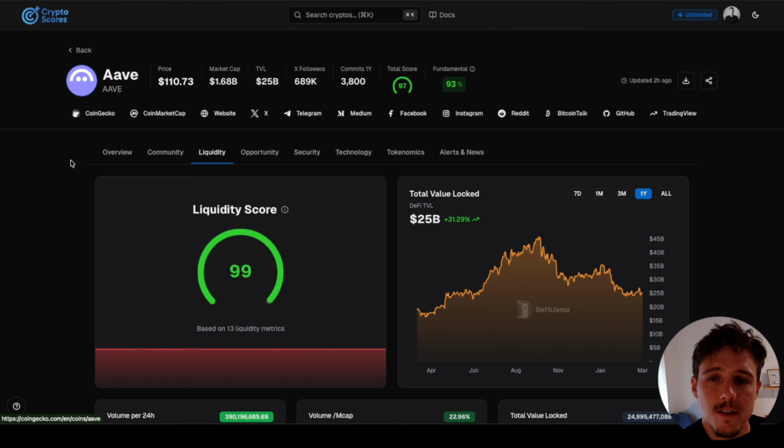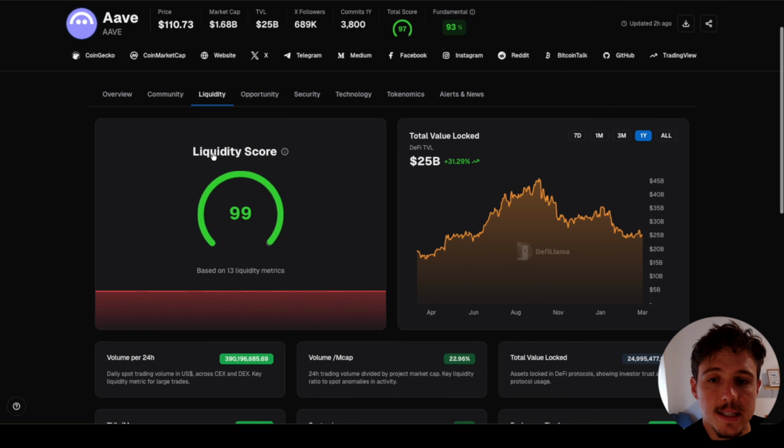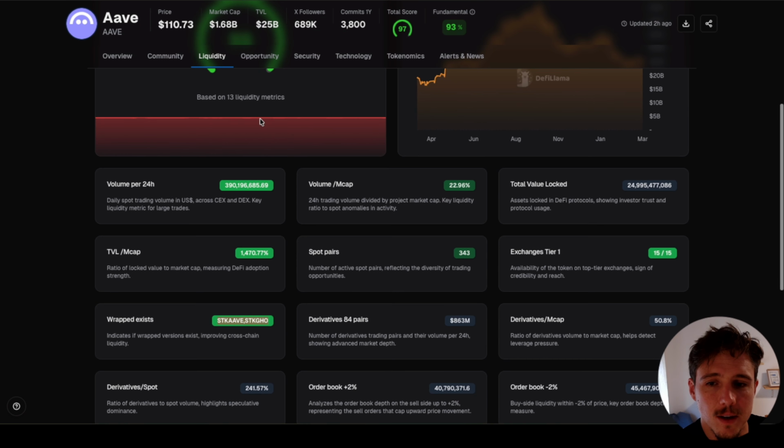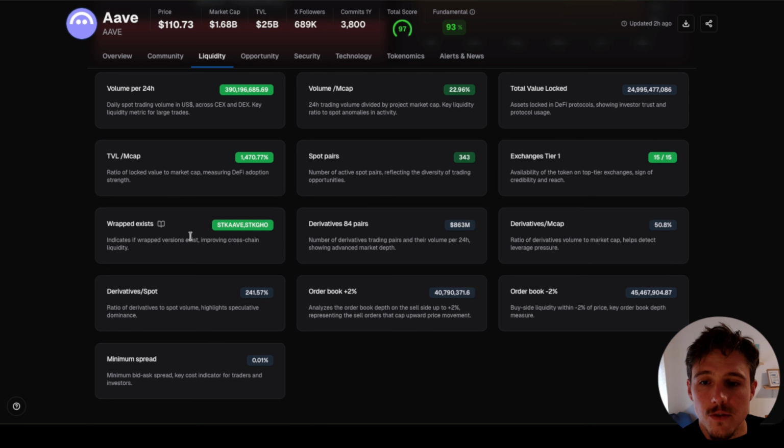Let's take Aave for this example. So you can go to liquidity, you can check the liquidity score of 99/100, very good project, and when you scroll down, you can see the wrapped exists. You have stkAAVE or stkGHO. This means Aave has staked and wrapped variants that live across different protocols and chains.